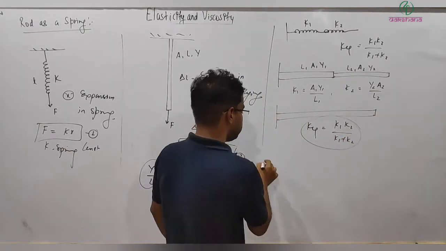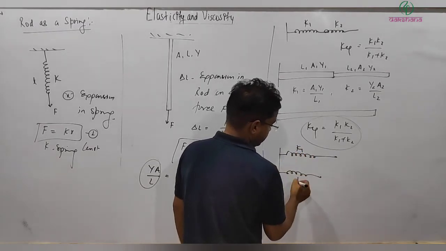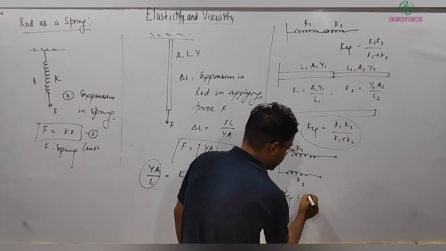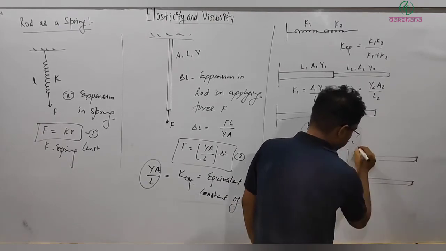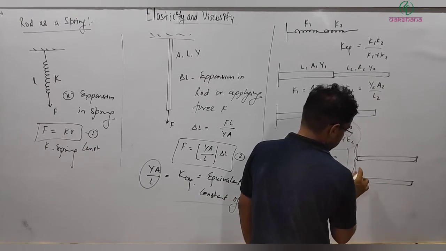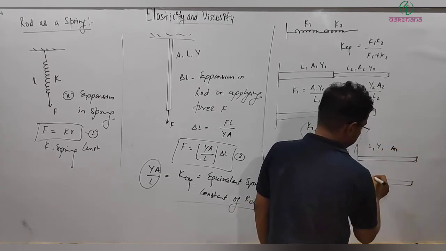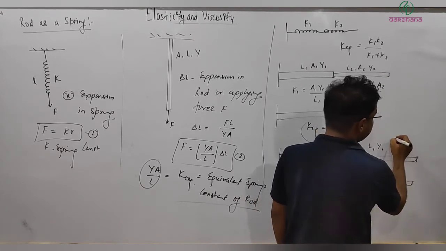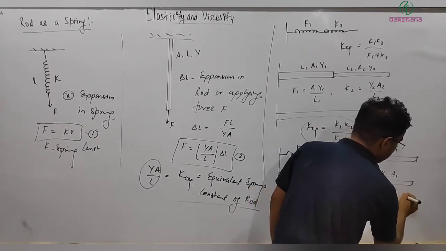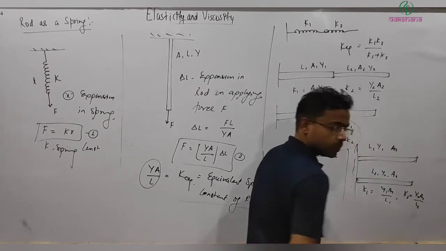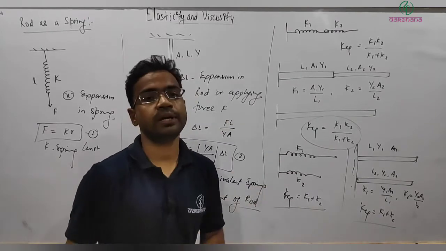Similarly, in parallel combination, we know for two springs with spring constants K1 and K2, K equivalent is given by K1 plus K2. Exactly in the same case, if we have two rods connected in parallel, with lengths L1, L2, Young's moduli Y1, Y2, and areas of cross section A1, A2, then spring constant K1 is equal to Y1 A1 by L1, and K2 is equal to Y2 A2 by L2. Then K equivalent is given by K1 plus K2, just like springs. So this is the behavior of a rod as a spring.